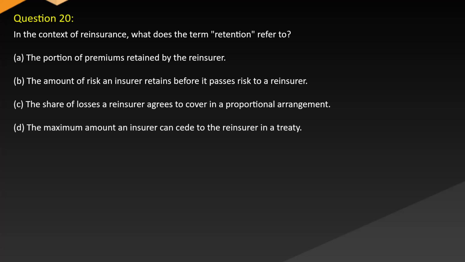A. The portion of premiums retained by the reinsurer. B. The amount of risk an insurer retains before it passes risk to a reinsurer. C. The share of losses a reinsurer agrees to cover in a proportional arrangement. D. The maximum amount an insurer can cede to the reinsurer in a treaty.